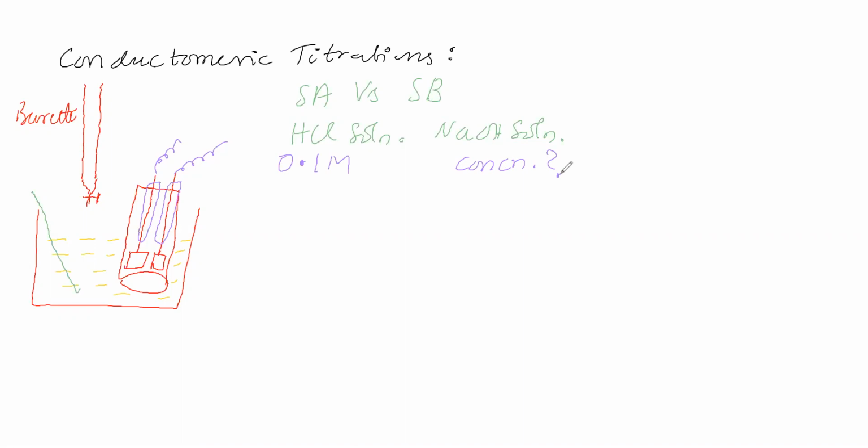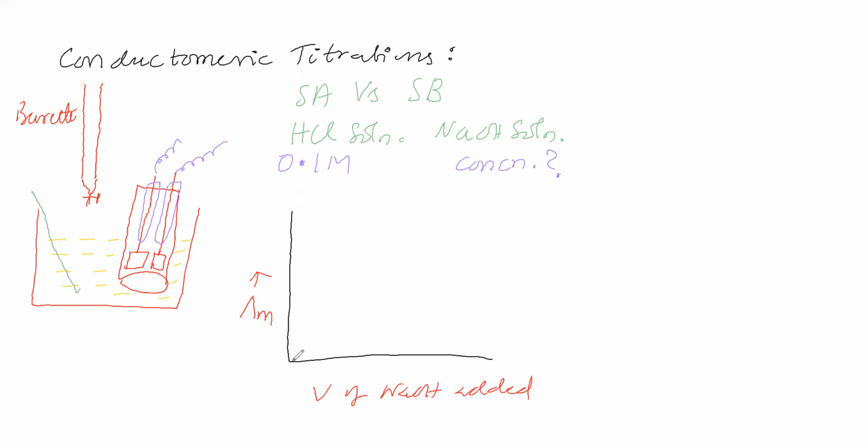How to find it, we will see. First you take this HCl solution in this vessel. Using this conductivity cell, find the molar conductivity of HCl. Now we will go for the graph. In the graph, we will take molar conductivity on this axis, and here we will take the volume of sodium hydroxide added.